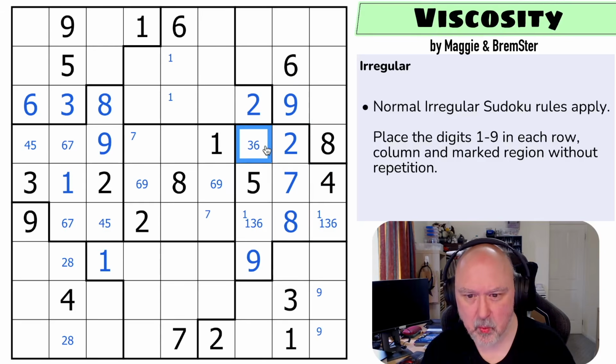And that one can't be a 1. But this is now a pair. I've got 1, 2, 3, 4, 5. I've got 6, 7, 8, 9. So it's 4, 5 for the column.